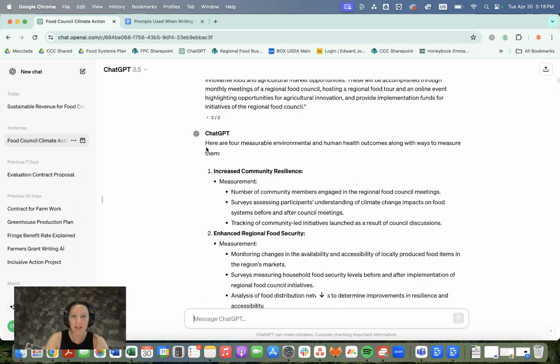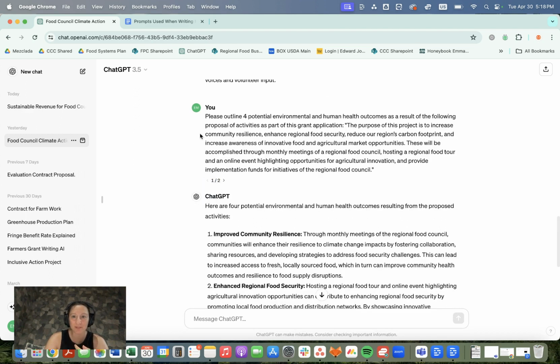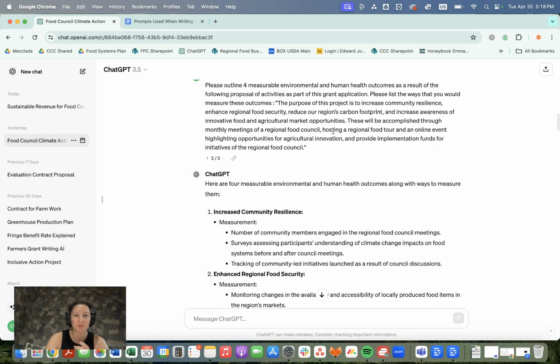So we have that there, and it looks like I must have done a first revision. So you can see how many times I've put in or revised the prompt. And so if you go back to the first one, I just said, please outline the potential outcomes. In the second one, I added, please list the ways that you would measure these outcomes.